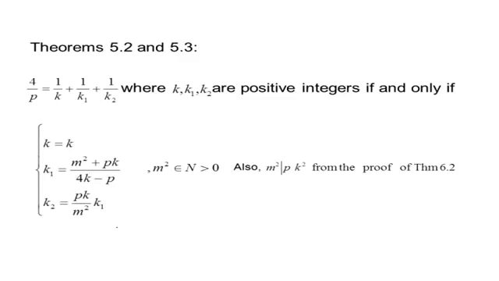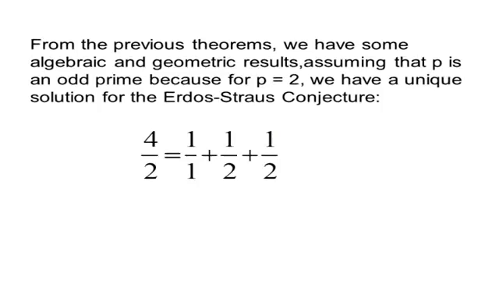Please be noted that M squared is a factor of PK squared from the proof of theorem 6.2. From the previous theorems, we have some algebraic and geometric results, but we assume that P is an odd prime, because when P is the even prime, that is P equals 2, we have only one unique solution.